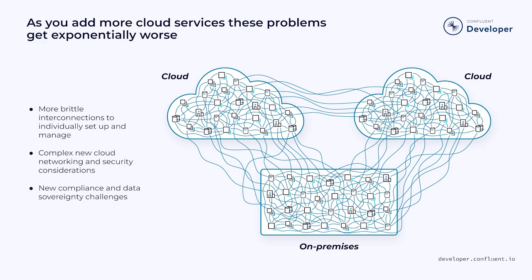Adding new cloud services makes these problems even worse. As more interconnections are added, complex new networking and security issues emerge, along with additional compliance and data laws that must be addressed across all global regions. All of the architectural challenges enterprises were already facing with their on-premise architecture get amplified with the addition of new cloud environments, and some new cloud-specific challenges arise as well. This means innovation slows down. Costs and risks increase, architectures become more brittle, and securing everything gets much more difficult.